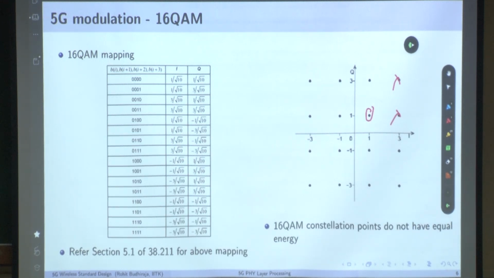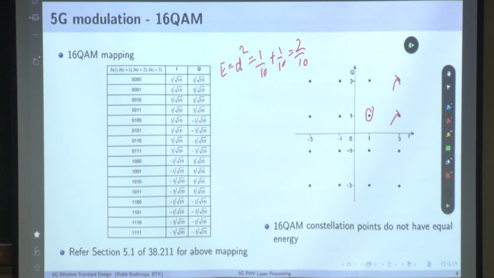What is the average energy of this? It is like 1 by 10 plus 1 by 10, x square plus y square. So you have to calculate d square, that is equal to this energy. So this is 2 by 10. Your symbol sequence should have an average energy of 1, but you are transmitting at an average energy of 0.2.